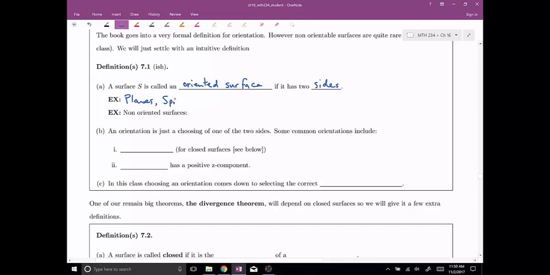spheres, all of our quadric surfaces, and really pretty much any of the surfaces that we've talked about so far. So let me show you an example. It has two sides, which means that we can color them in different colors.